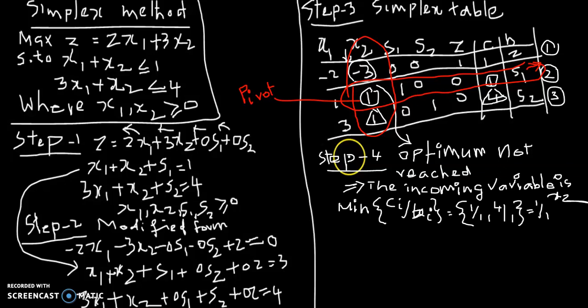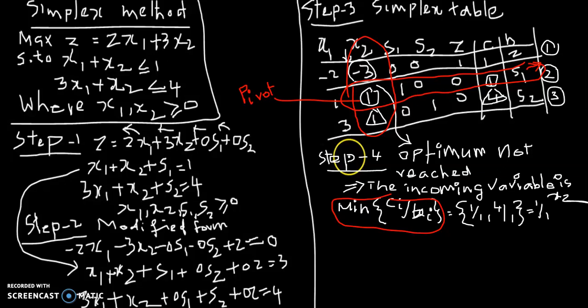To find the outgoing variable, we use the minimum replacement formula, which is Ci by Bi. Ci is the constant and Bi is the corresponding incoming coefficient. We divide the constants by these coefficients, and whichever is the minimum gives the outgoing variable. So here the minimum is 1 by 1, therefore the outgoing variable is S1.